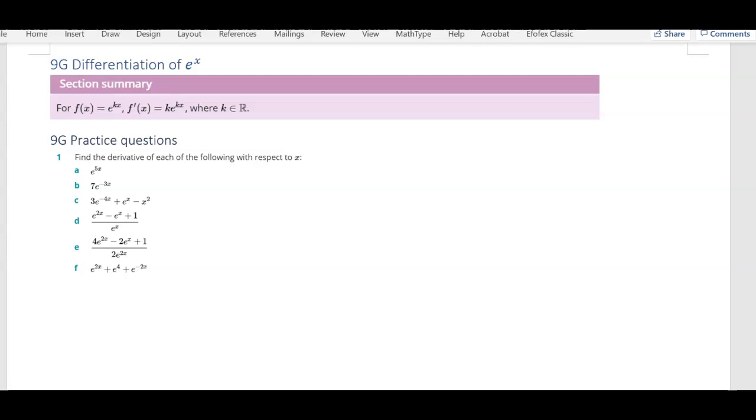Hi everyone, in this video we're going to go through the derivative of e to the power of x. So this is probably one of the more simple derivatives to find, because as you can see in this little purple box up here, the derivative of e to the kx is just k e to the power of kx.